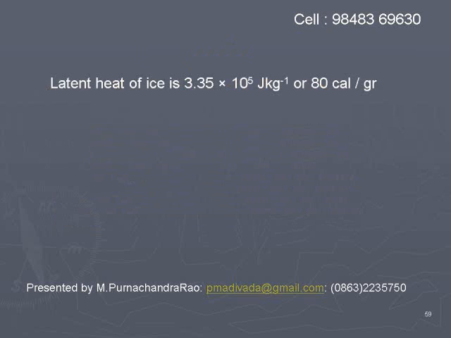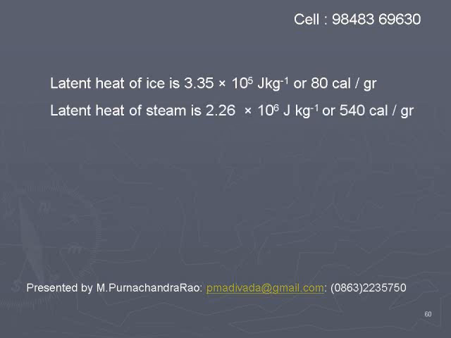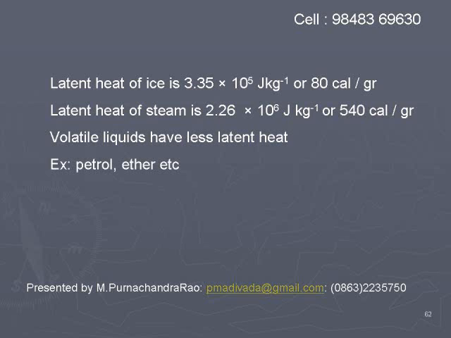Latent heat of ice is 3.35 into 10 to the power of 5 joules per kg or 80 calories per gram. Latent heat of steam is 2.26 into 10 to the power of 6 joules per kg or 540 calories per gram.